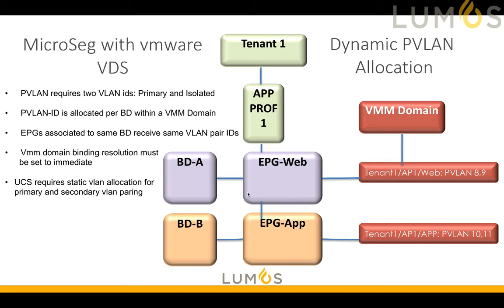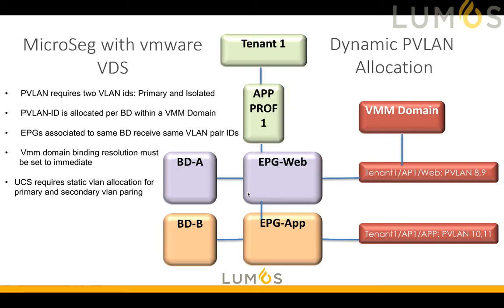So what does that mean? That means that if I have 10 bridge domains and 10 EPGs and an EPG tied to each bridge domain, and I want to microseg every EPG, I'm going to need a pair of VLANs for every bridge domain. And that's what you can see here. So you can see we're using private VLAN pair 8 and 9 for EPG web tied to bridge domain A. And then because I have bridge domain B tied to EPG app, I need another private pair, which I'm using 10 and 11.